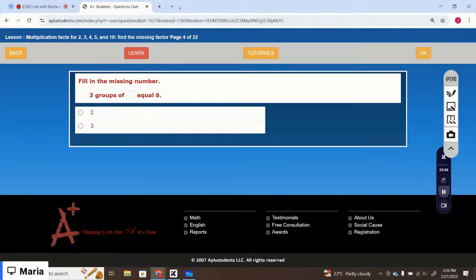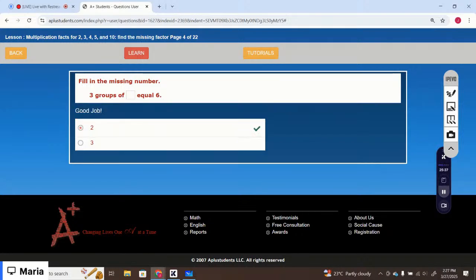Fill in the missing number. 3 groups of dash equals 6. So which number is missing? 3 times 2 is 6. Option number 1 is the correct option.